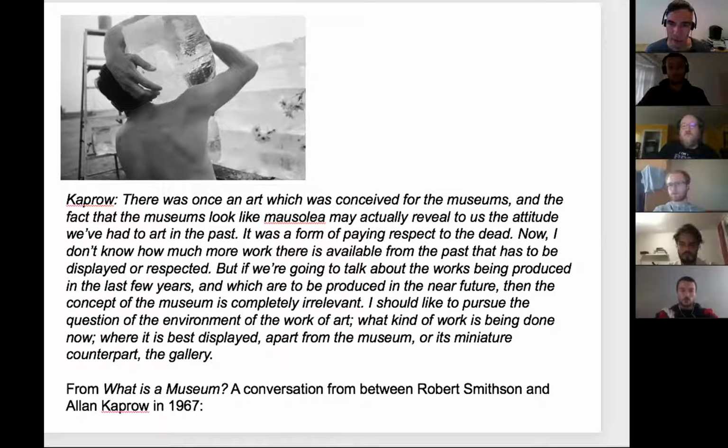There was once an art which was conceived for the museums, and the fact that the museums look like mausolea may actually reveal to us the attitude we've had to art in the past. It was a form of paying respect to the dead.